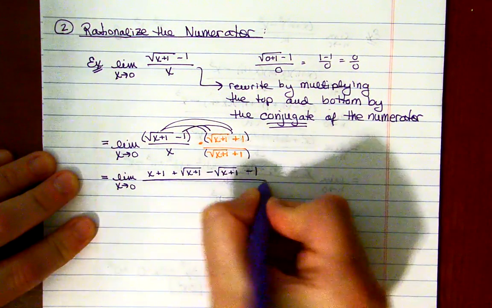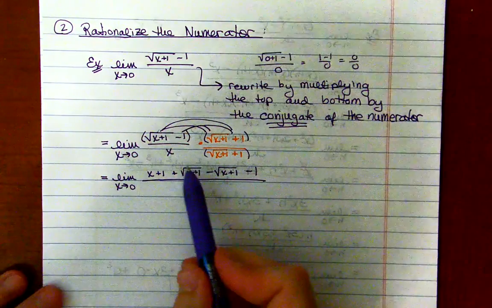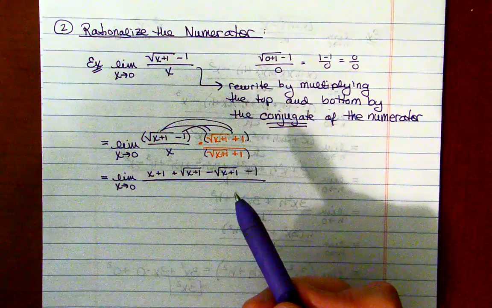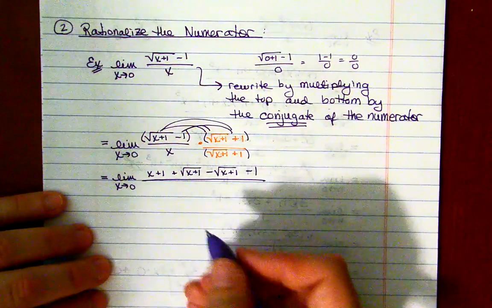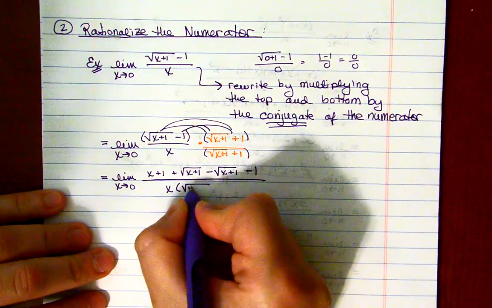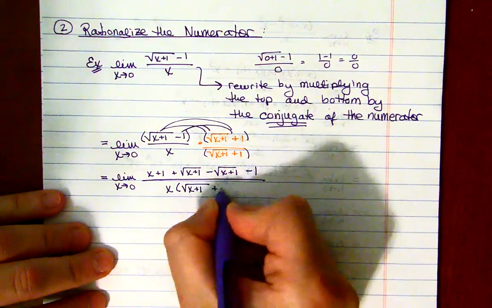In the denominator, it looks like it's in a good form for me to distribute the x, but I'm actually not going to do that, and you're going to see why in just a moment. I'm going to leave the denominator factored as x times the square root of x plus 1 plus 1.